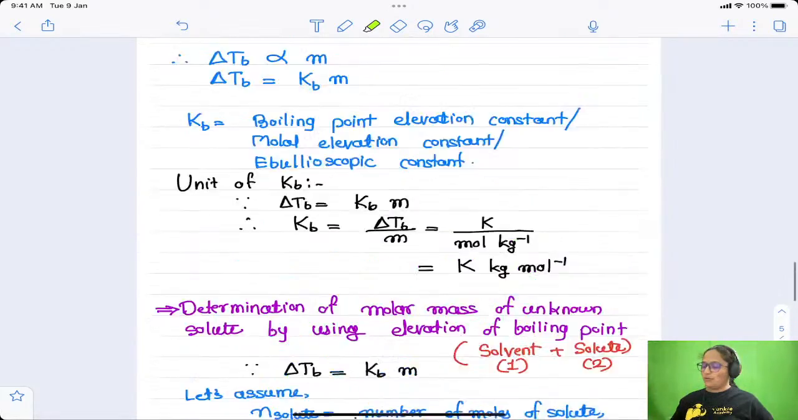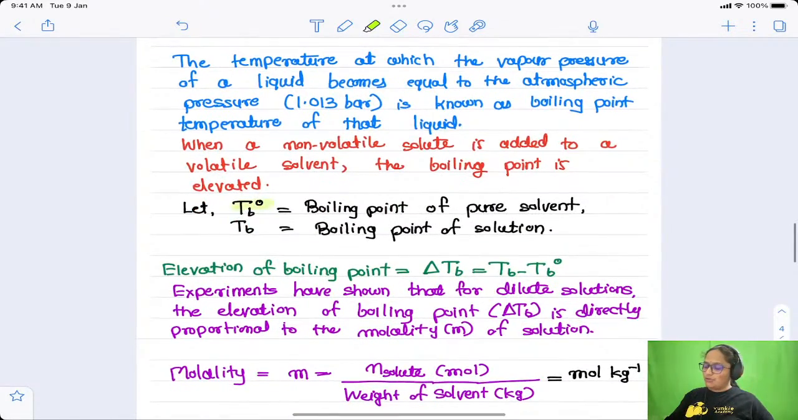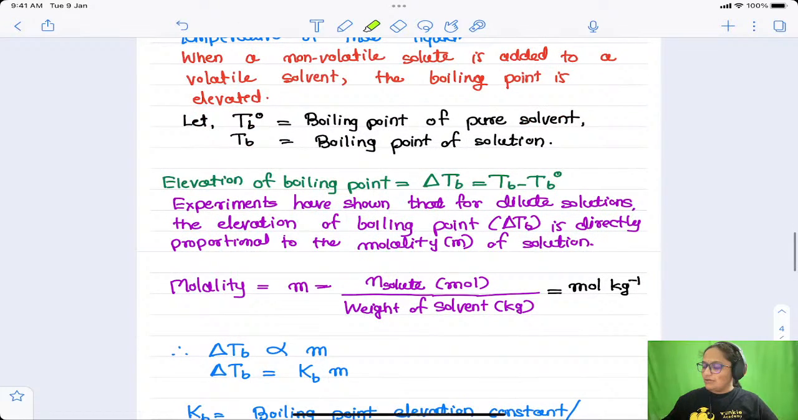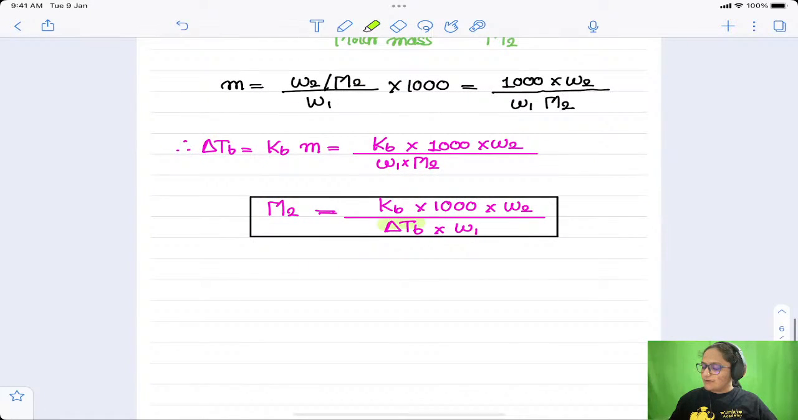From the boiling point of the pure solvent we can find out the delta TB. How? We are going to mix the unknown solute, which is non-volatile, in it, stir it, and make a solution. The boiling point of the solution will be called TB. Now we have the boiling point of the pure solvent and the boiling point of the solution. By using these two we can find delta TB, the elevation of boiling point, TB minus TB naught. Now this delta TB we are going to use in this formula.